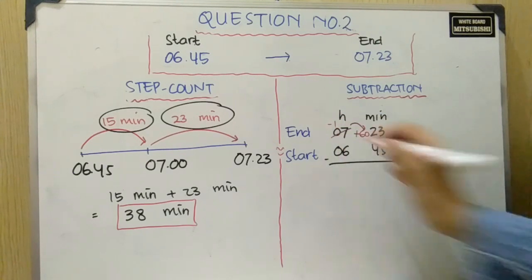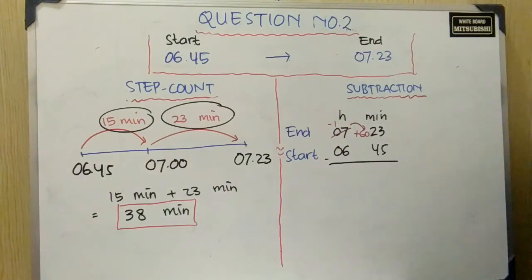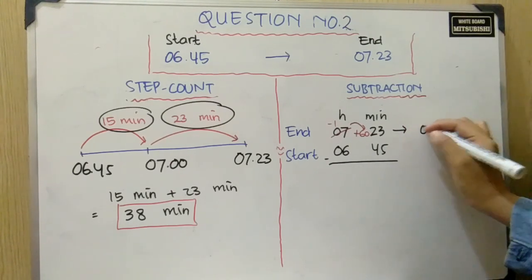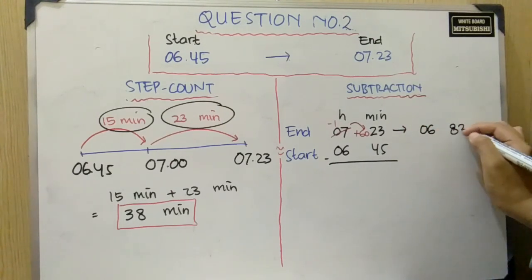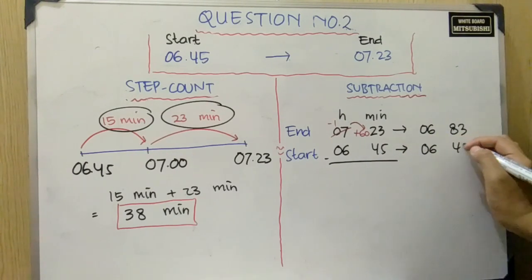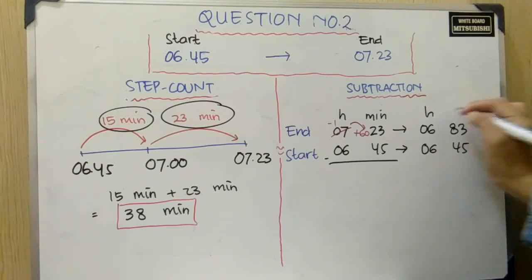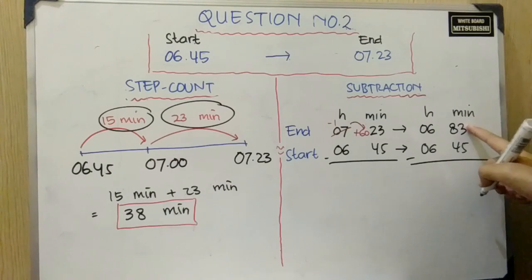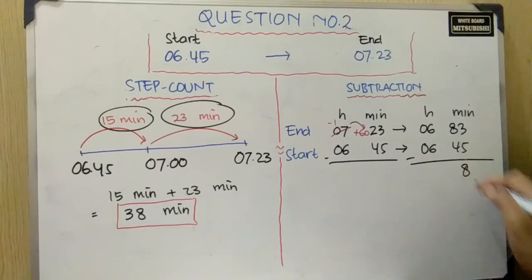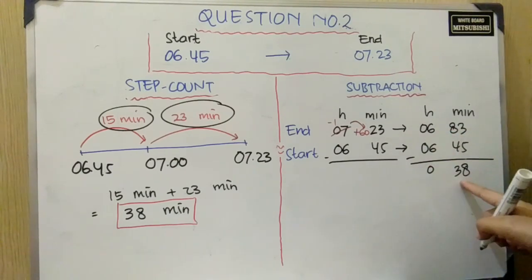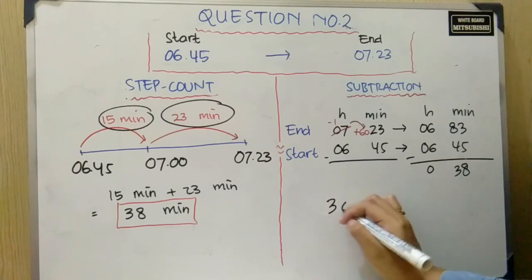And for the hour, we minus by 1. So for the end time, it becomes 6 and 83 because of 60 plus 23. And the start is the same. Now we can subtract 83 minus 45. We have 8 and 3. And 6 minus 6 is 0. So here we have 38 minutes.